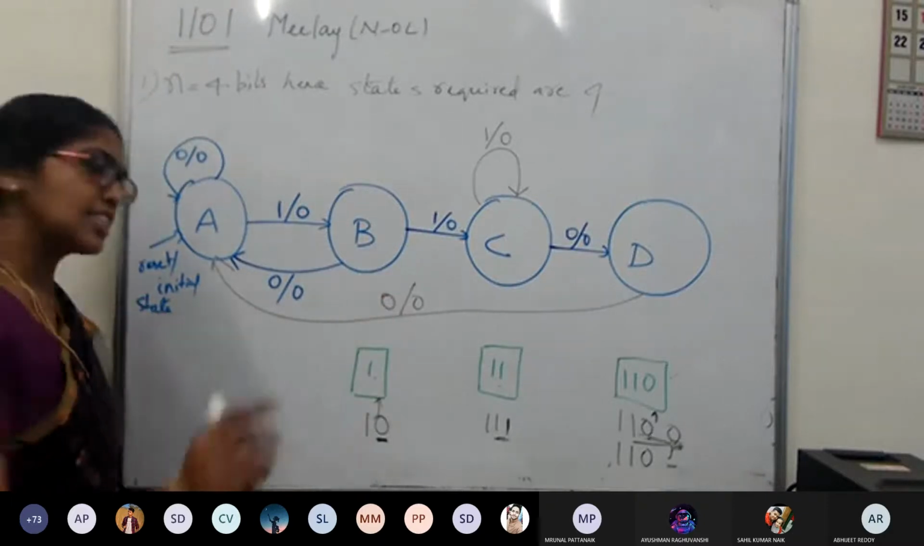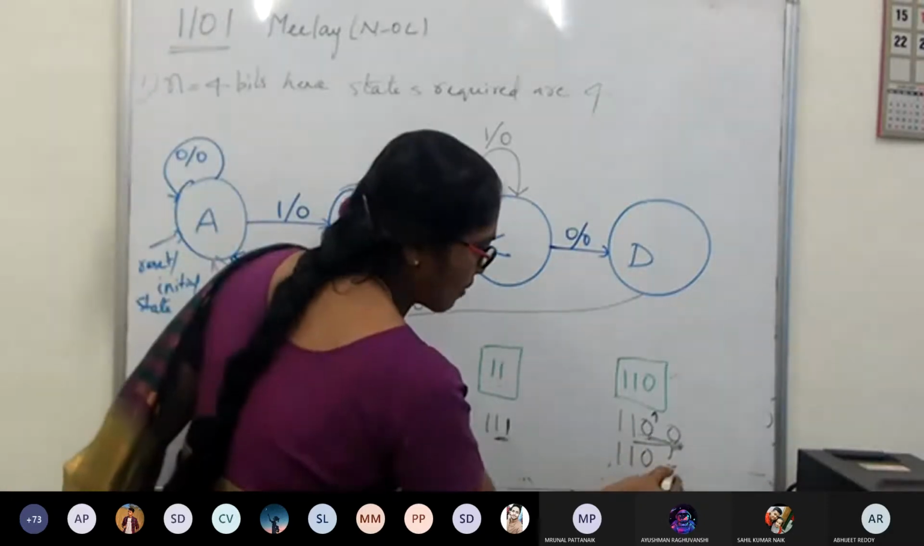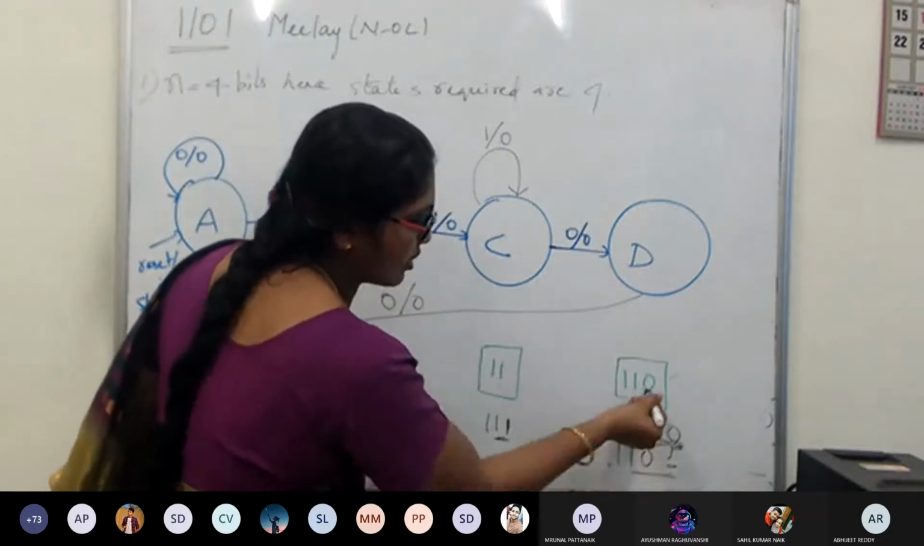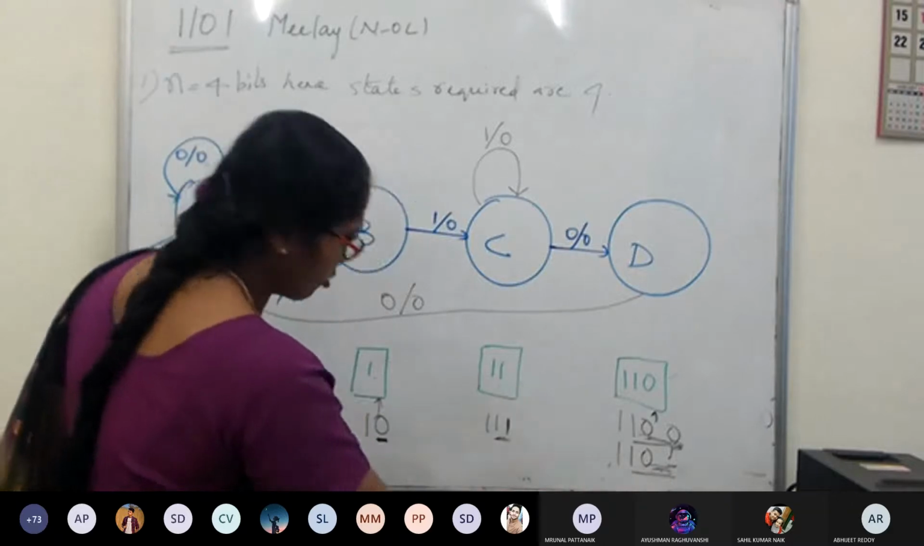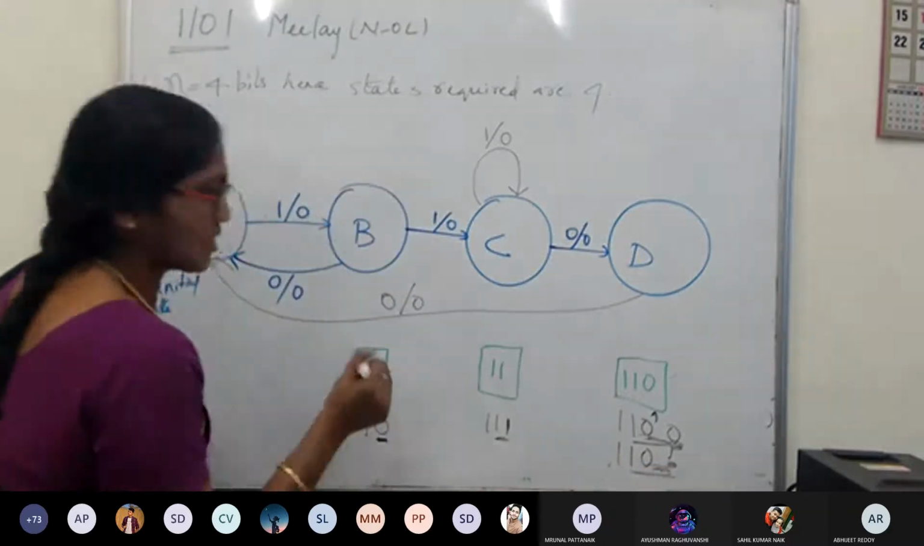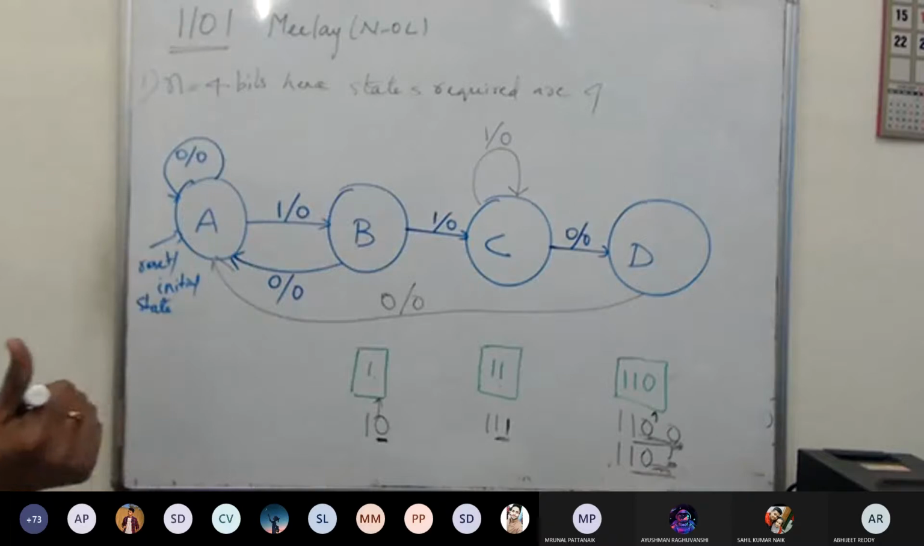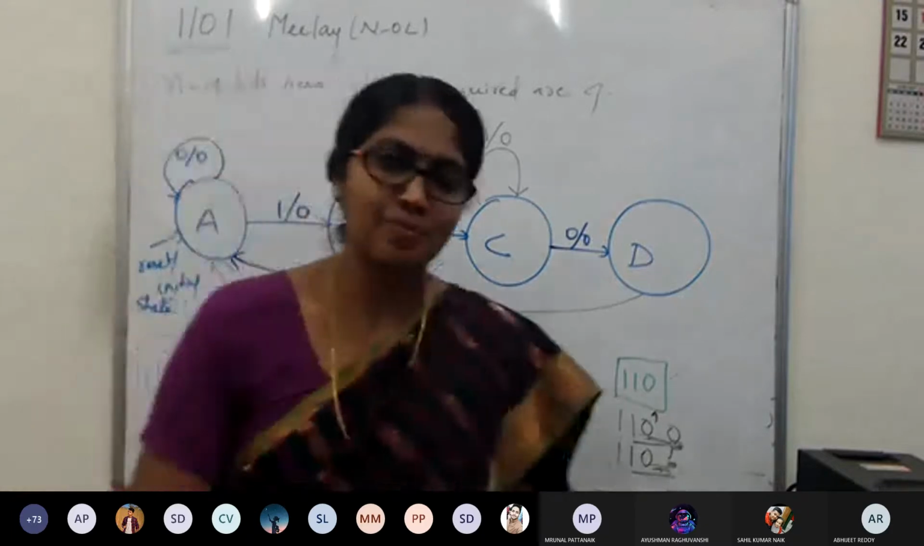Similarly, if 1 comes, my matching starts again. 1 0 1 with this one, no match. The last 2 bits with this one, no match. The last 1 bit with this, is there a match? Yes. Yes, ma'am.